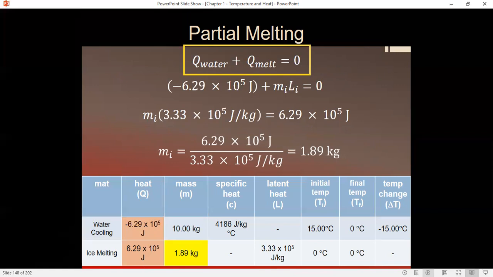So again, we set all the heats equal to 0. Here's how much energy the water would give up before it hit 0 degrees. It can't get any colder than that. So the ice will stop melting at that point. The ice has to absorb an equal and opposite amount. Okay, we solve for the amount of ice that does that, and only 1.89 kilograms of the ice actually melts. So that's how you handle partial melting problems.